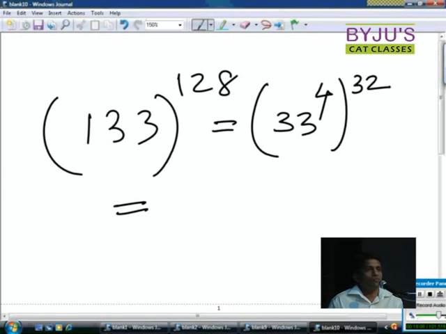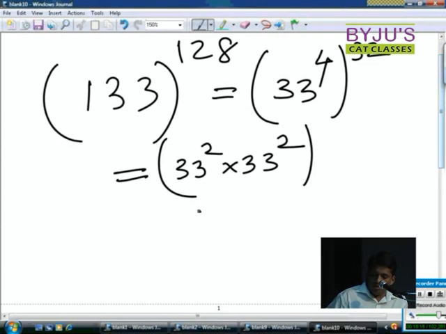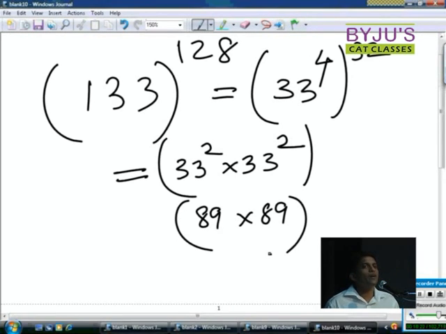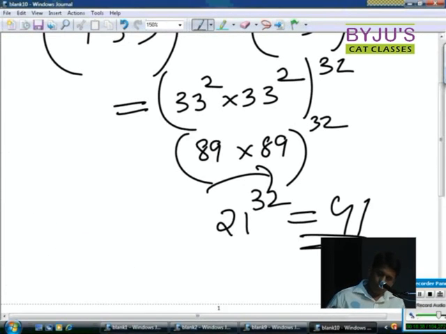So it's like this, right? Here, 33, first you will write 33 square, 33 square. Power you can write it later. Then it will become 89 into 89, because 33 is 50 minus 17 and that 17 is what you want. And 89 into 89 will be similar to that of 11 square. So 89 into 89 will end with the same last two digits as that of 11 square, which is 21 raised to 32 is 1 and 2 into 2 is 4.